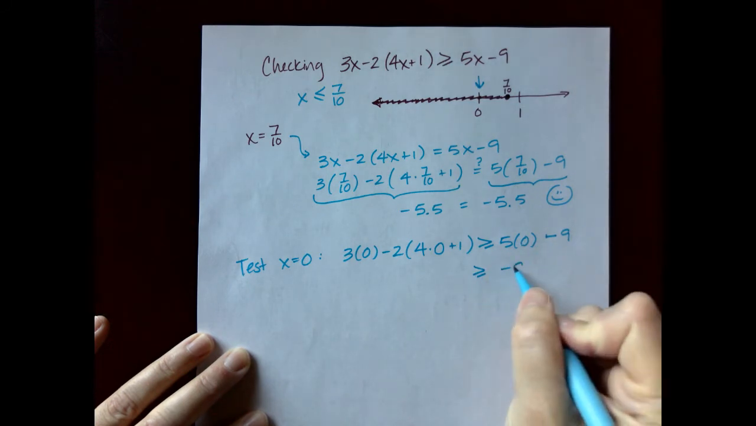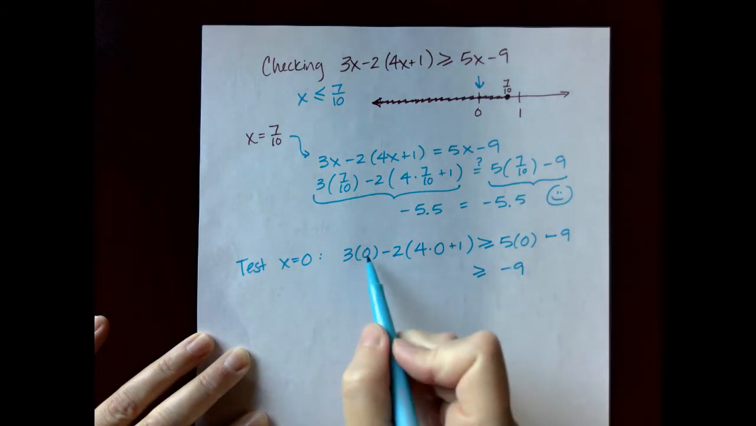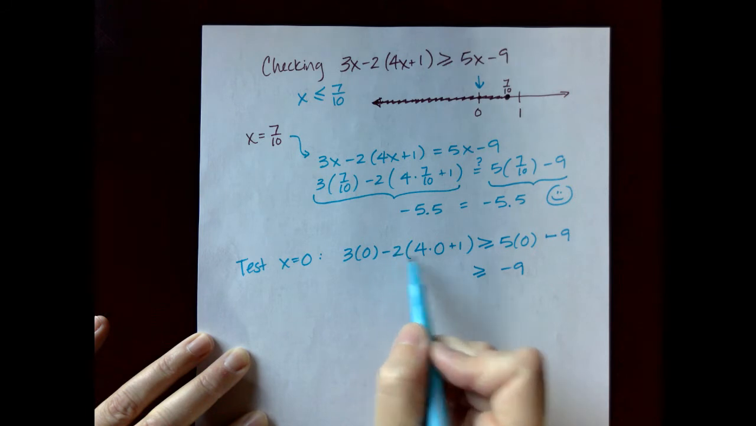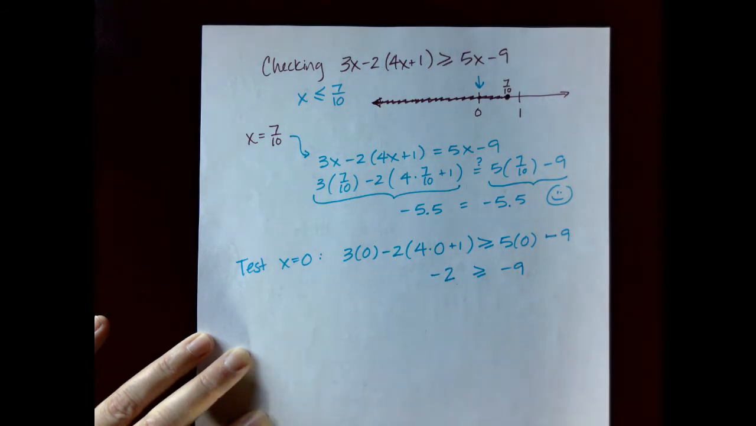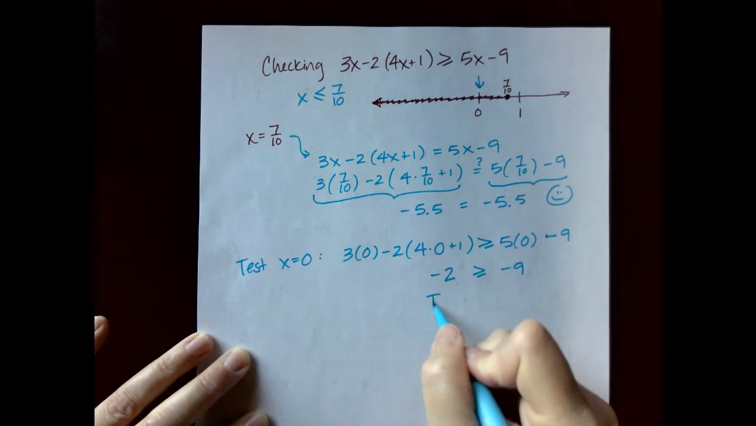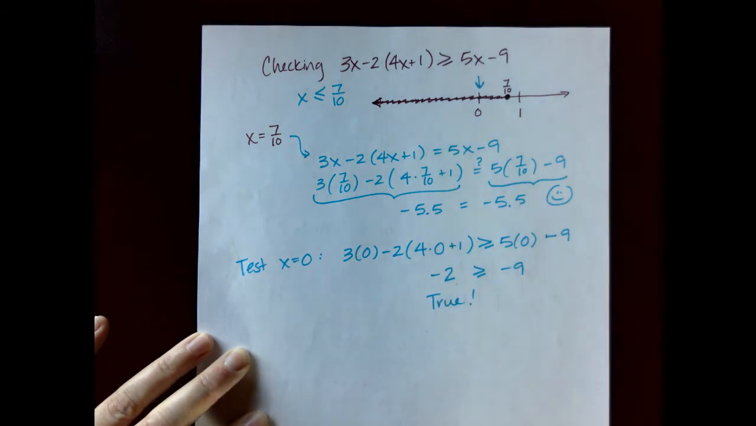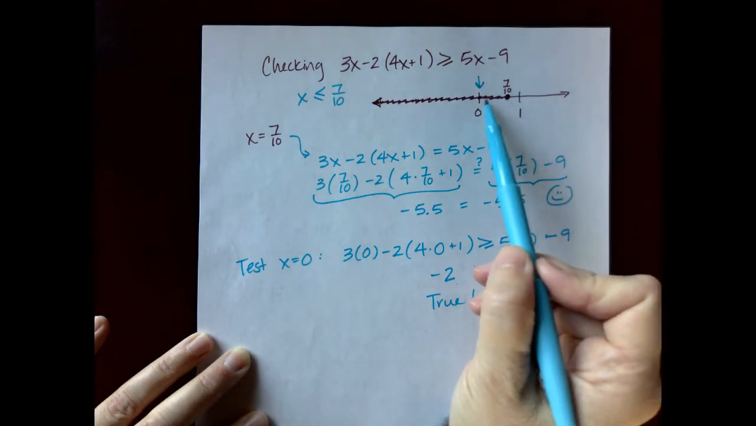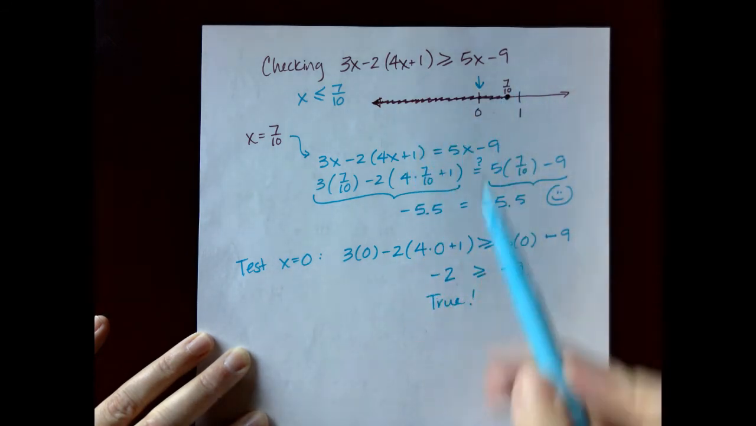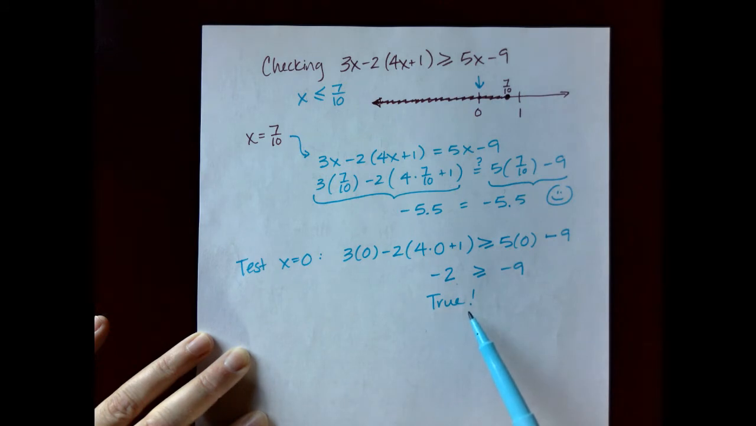I need to work out the left-hand side and the right-hand side of this inequality. 0 minus 9 is negative 9. Over here, we'll get a 0 in the beginning, and then we'll get negative 2 times positive 1. So we get negative 2 is greater than or equal to negative 9. And this is true. That's good news, because I just picked a test point in the solution area, and it came up true. That means that I have shaded things correctly.